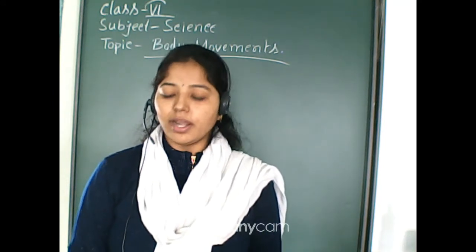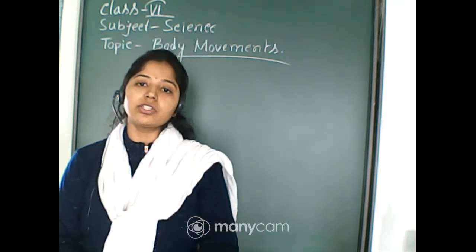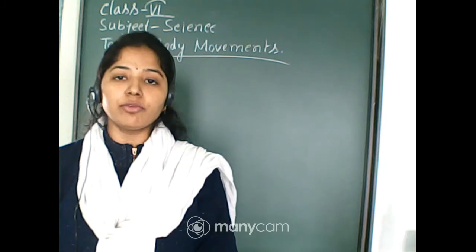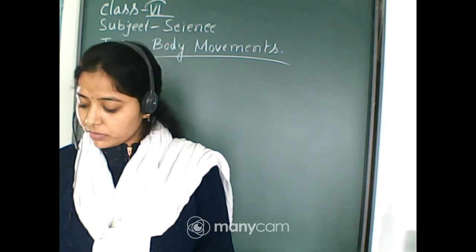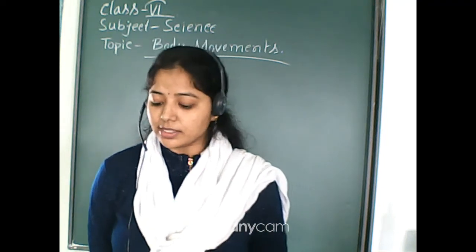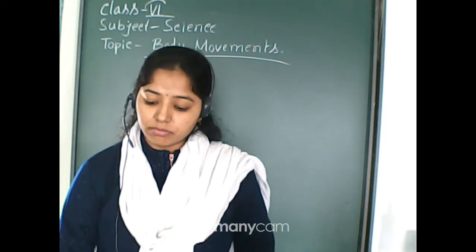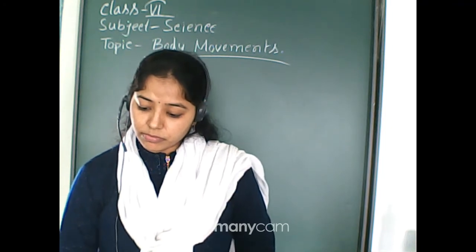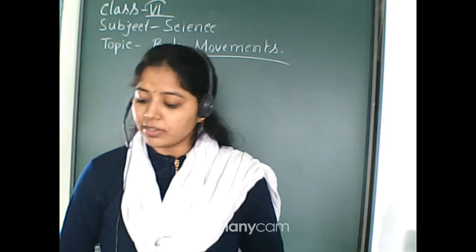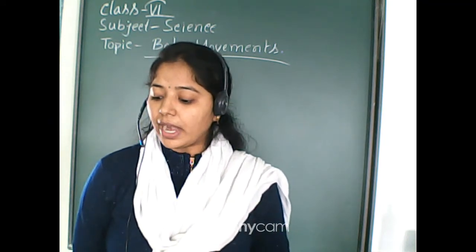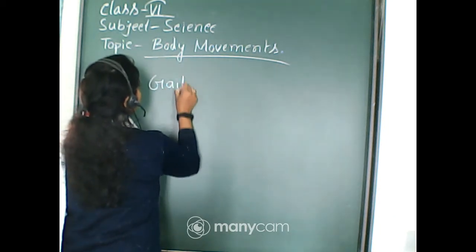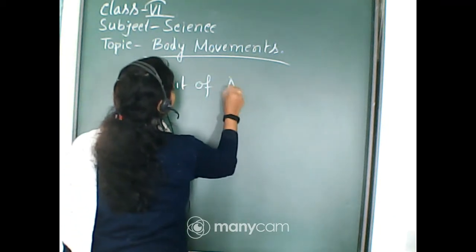In a previous class I also discussed what cartilage is and what muscles are, with their functions. Now today I am going to discuss page number 73 from your NCERT Science book, chapter number 8, Body Movements. Here I will discuss page number 73, that is gait of animals. Gait, what is gait? Gait of animals.